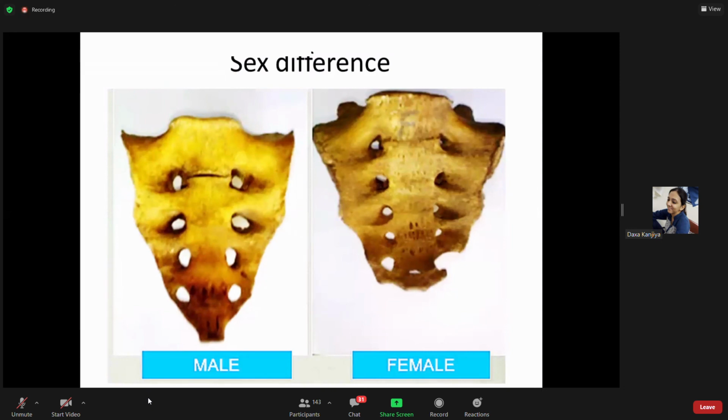So that's all about the sacral vertebrae: its general features, its attachments, structures passing through the foramen, and differences between male and female sacrum.